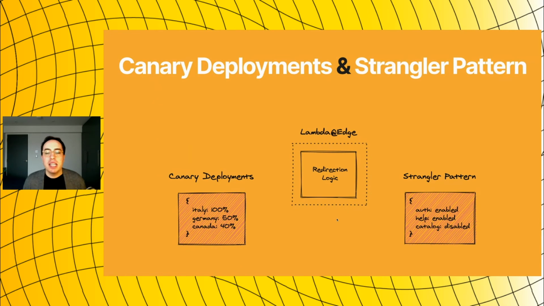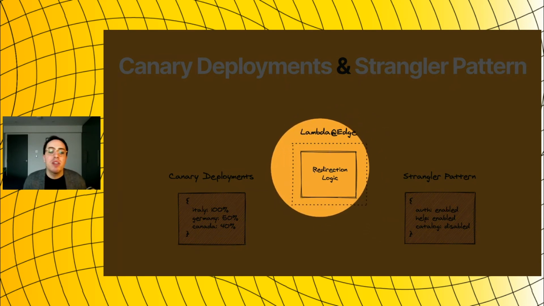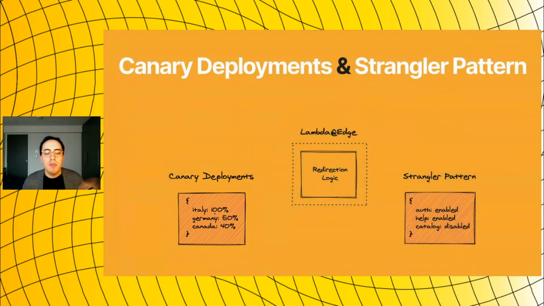So canary deployment and strangler pattern are both, or I want to consider both, as two different configurations of the same redirection logic. So at the core, in the Lambda Edge, there is the redirection logic that is capable of redirecting requests from one place to another one. This logic can be driven by either canary deployment approach, when you say, Italy is all good, let's go 100%. Germany, we still want to make sure that we are doing fine, let's keep it at 50.